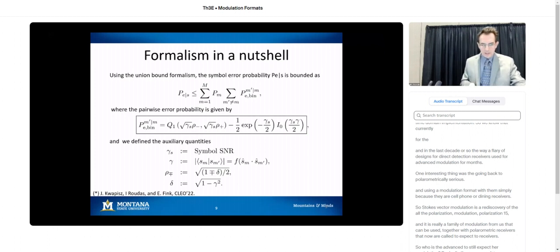If we see the bound, it depends on the pairwise error probability, which itself depends on the Marcum Q function of the first order and the modified Bessel function of zero order. And inside the arguments, we have the symbol signal to noise ratio, and we also have the multiplication of two symbols in the Stokes space, or equivalently in the Jones space. This parameter gamma here is known to mathematicians, and it is called the Fubini-Study metric. So apparently this quantity here is going to affect our error probability.